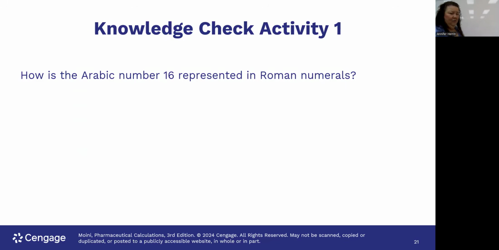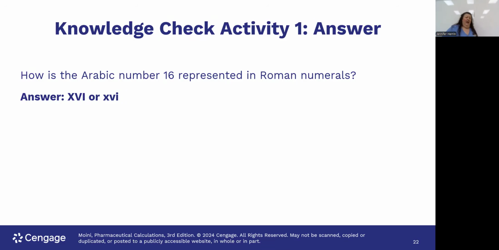All right, so how are we going to go about writing this Roman numeral 16? Well, how about an X, right? That's 10. What's going to come next? How about a V for 5? Now I've got 15 written up there, and then I need an I, right? 10 plus 5 plus 1 is going to give me my 16. And so there's your answer. You could have written it in capital letters like I did, or you could have written it in lowercase letters.